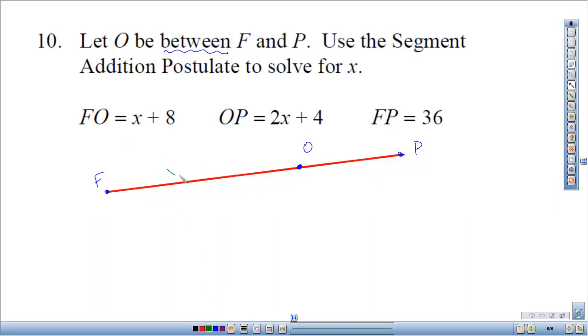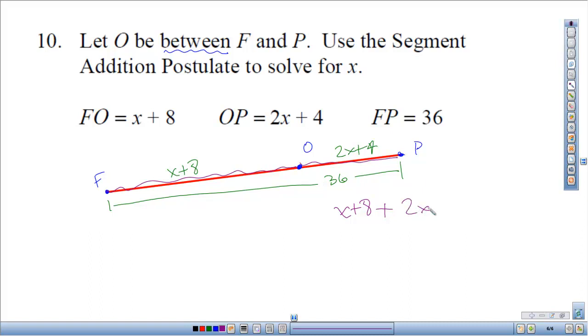So from F to O is x plus 8, and from O to P has a length of 2x plus 4, and then the whole distance all the way over is 36. The segment addition postulate says if you have a big segment that's made out of smaller pieces, you can just add up the small ones and they equal the big one. So we would get what? This segment, x plus 8, plus the length of this segment, 2x plus 4, must all add up to the whole thing, which is 36.